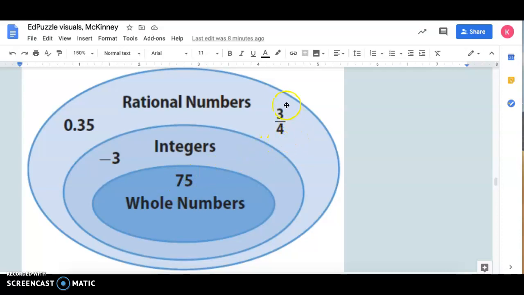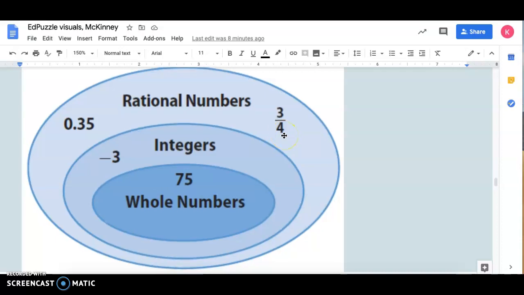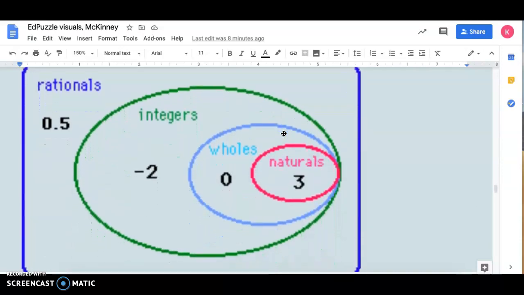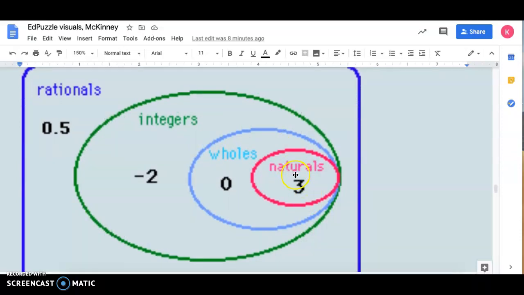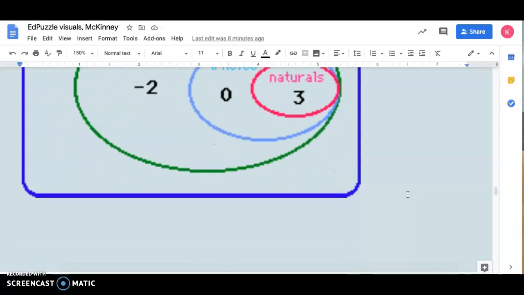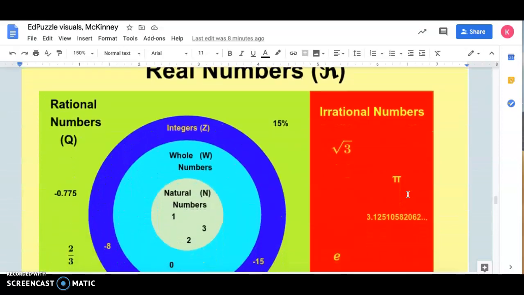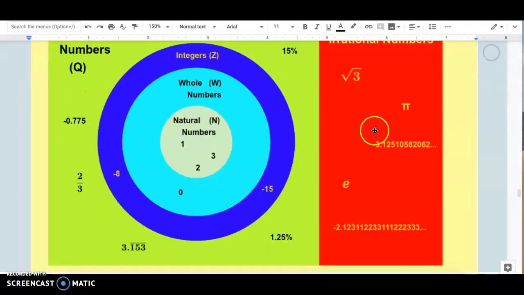Next, I want you to click on all the number types for the number 3/4. All right, so this one goes a little bit further. It talks about natural numbers, whole numbers, integers, and rational numbers. So if a number is a rational number, what else is it? So let me get more of this on here.